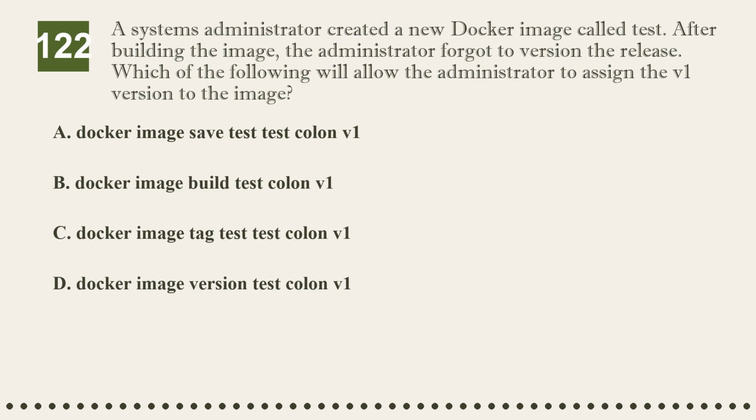Question 122. A systems administrator created a new Docker image called test. After building the image, the administrator forgot to version the release. Which of the following will allow the administrator to assign the v1 version to the image? Option A, docker image save test v1. Option B, docker image build test v1. Option C, docker image tag test v1. Option D, docker image version test v1.